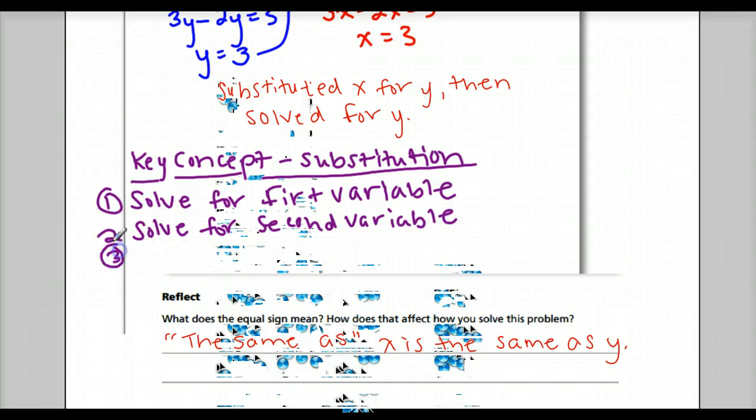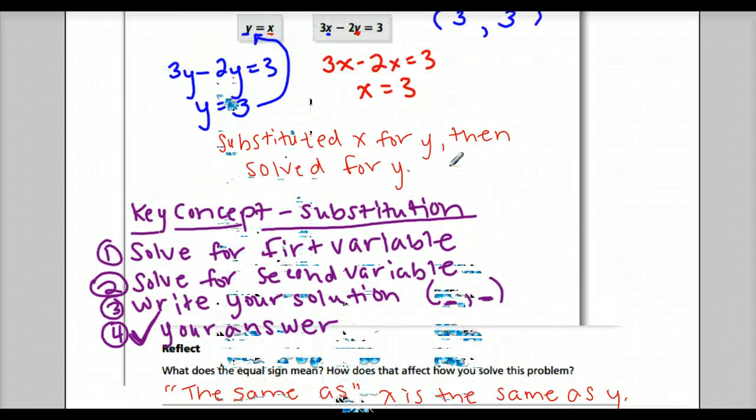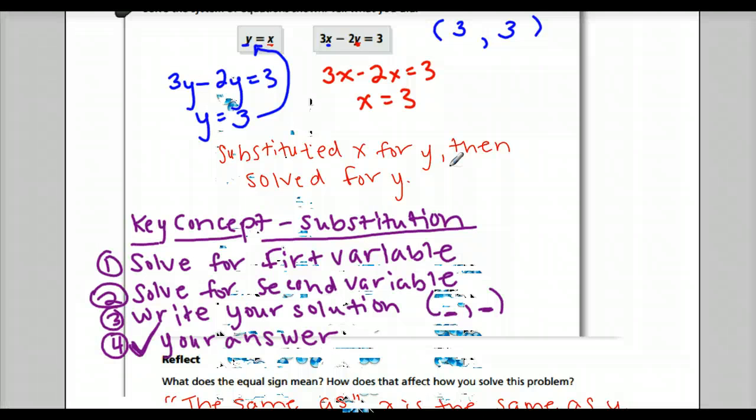Step number 3, you're going to write your solution. Write your solution, and your solution should be an ordered pair because that's where two lines cross. So I'm going to put our little ordered pair reminder, and you should fill in these blanks with numbers. Kind of looks like an owl, a sleeping owl. Step number 4 is going to be to check your answer. So we'll write the big check mark. Check your answer. All right, so that is our steps. We're going to solve for our first variable, whether it be x or y. Then we'll solve for the second variable, whether it be x or y. Write your solution in an ordered pair, then check your solution.